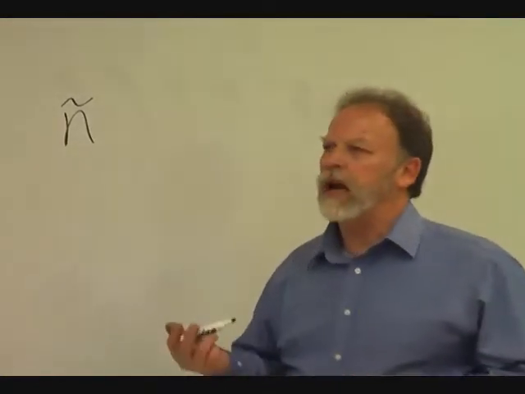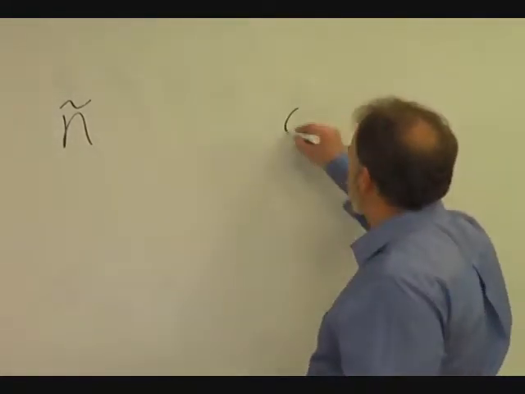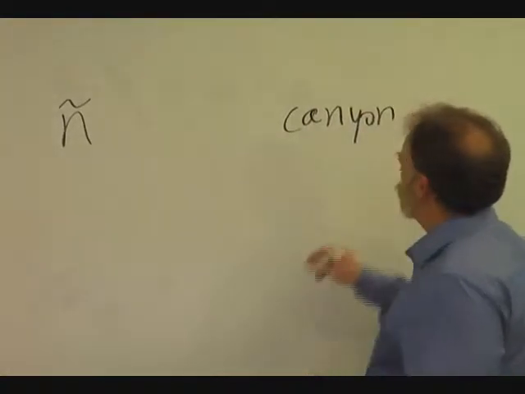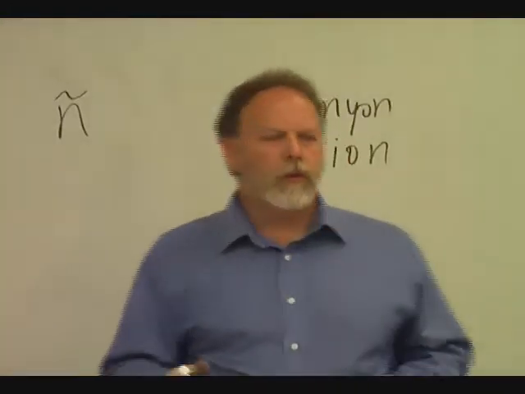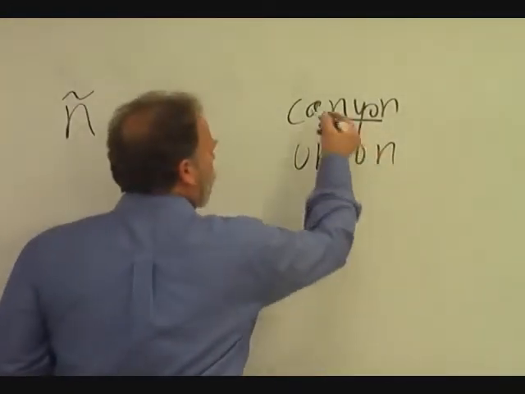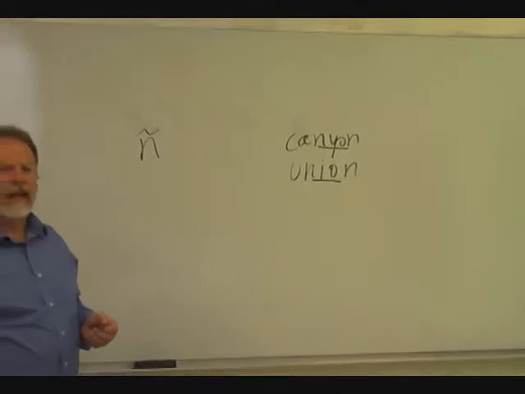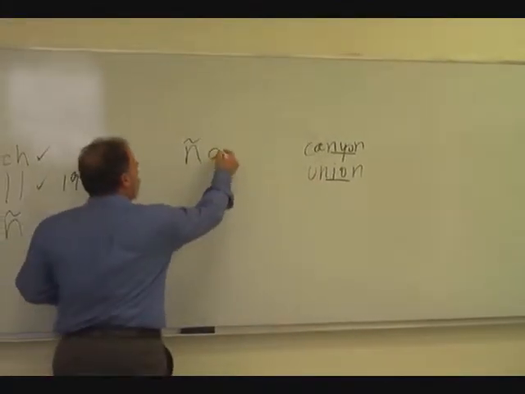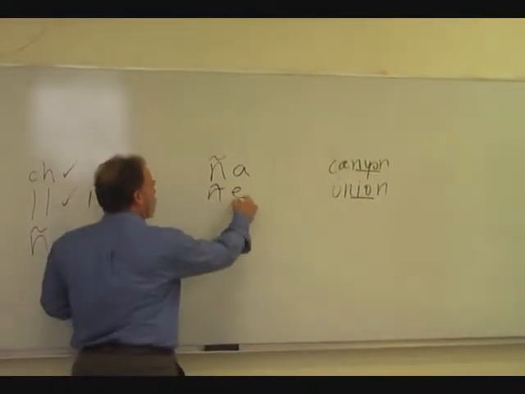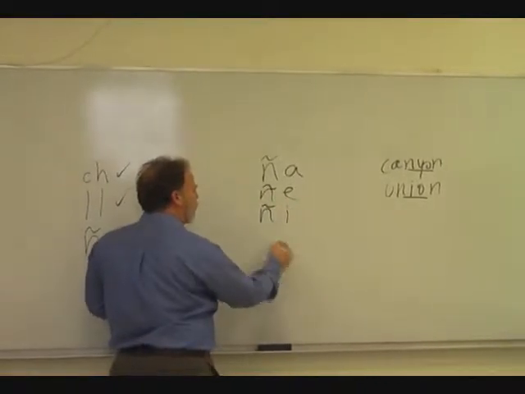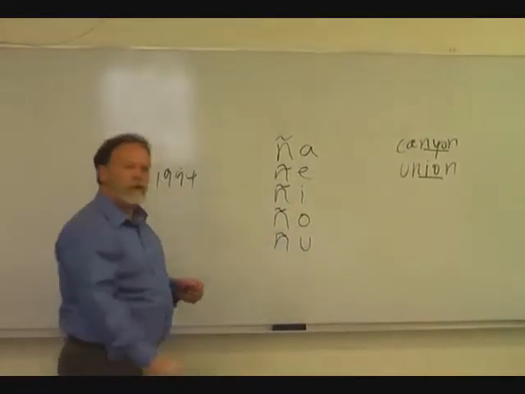And it represents the sound ñ. Now we have this sound in English. We have the word canyon. We have the word union. So if you look at this section right here, canyon, union, you have the ñ sound. In Spanish, this would be ña. Ñe, ñi, ño, ñu.